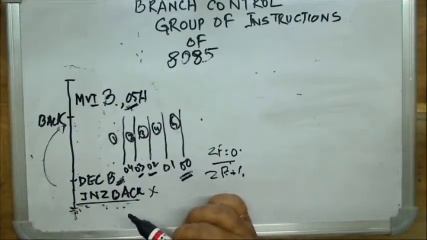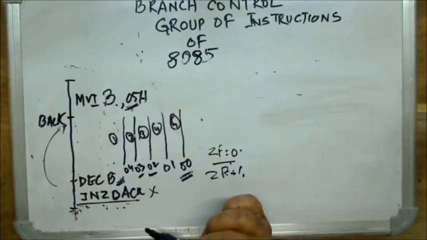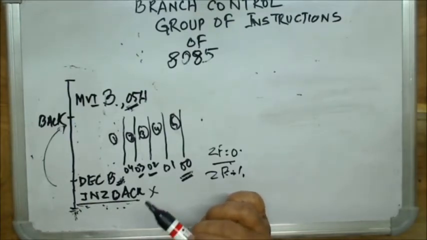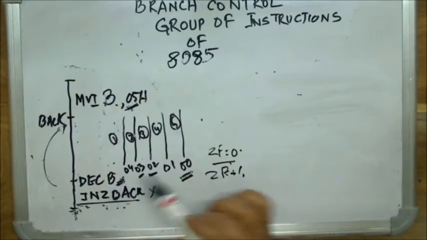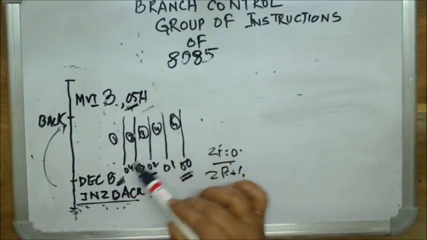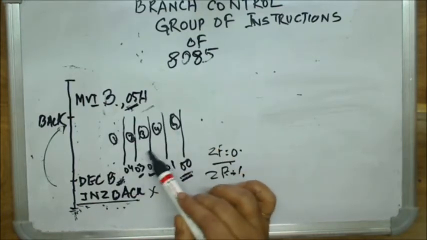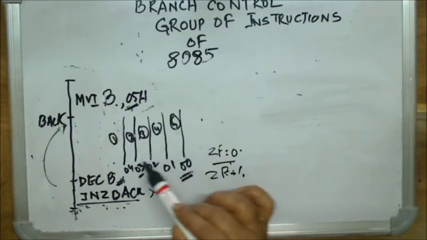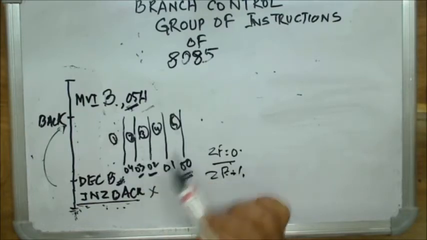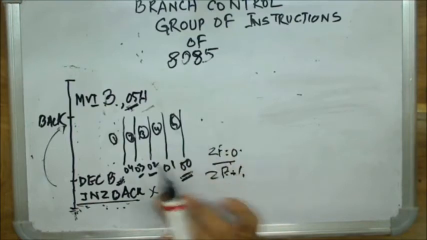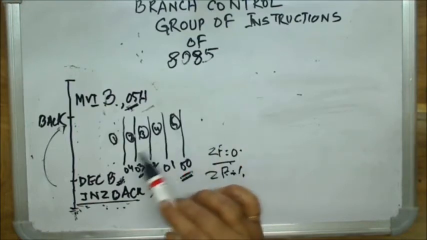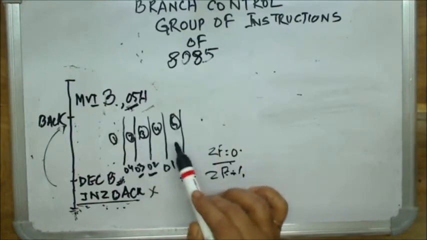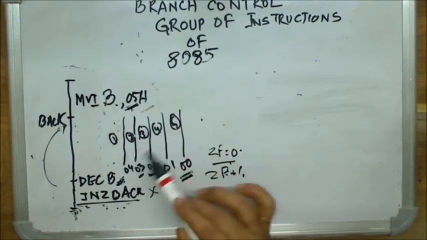Now, a few simple things to remember. I have given the counter 5. So how many iterations are we going to get? 5 iterations: 1, 2, 3, 4, 5. Not 4, not 6. There are 5 iterations. This loop will go on 5 times.